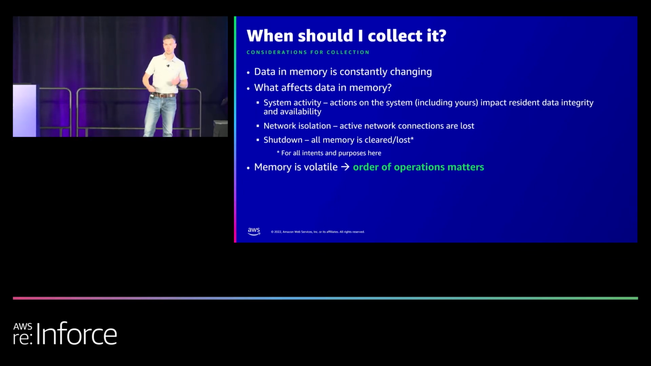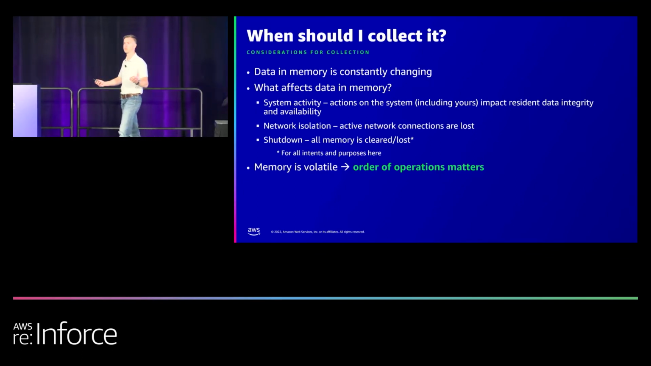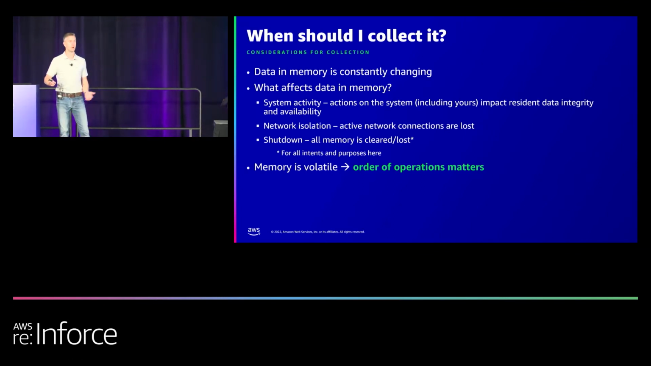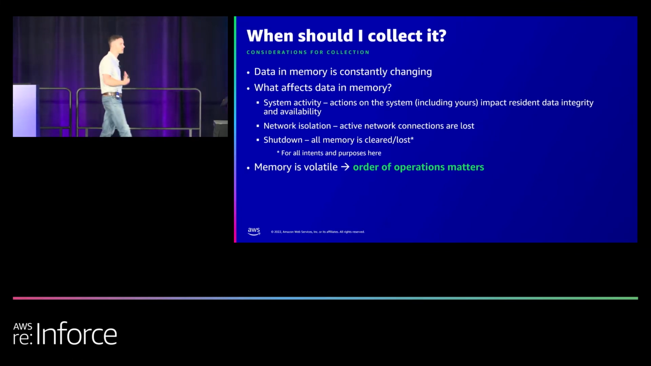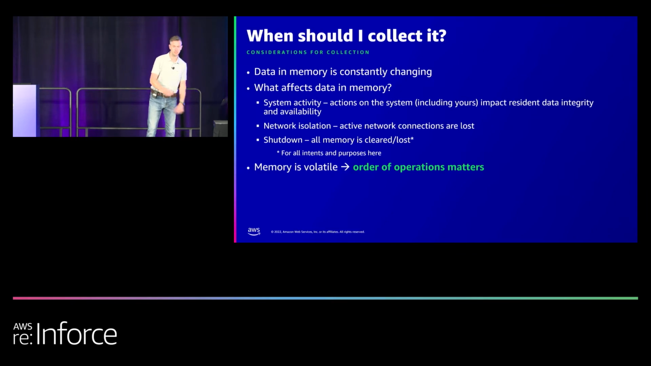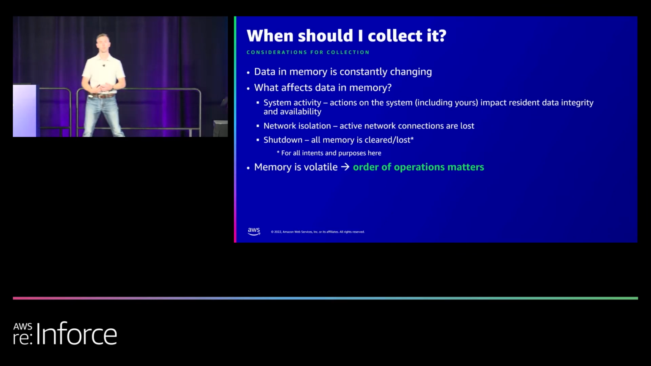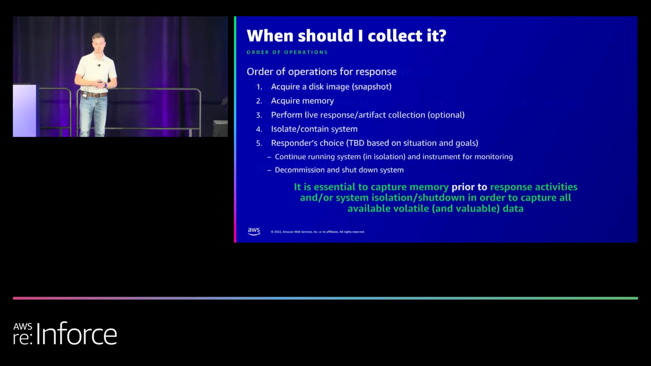And memory is volatile. As soon as we shut down a system, memory for all intents and purposes is gone. So in understanding all of these things, that our actions and what we do can impact it, and that there's valuable data, we want to operate in the most effective way to where we collect the most amount of data possible while having the least amount of impact, and the order of operations very much matters for that.